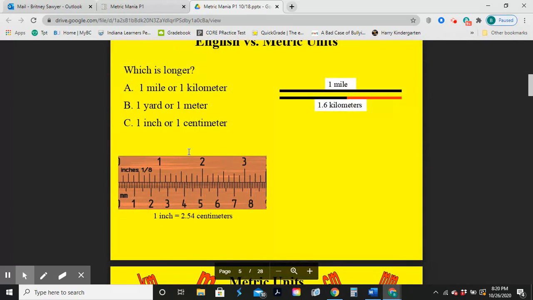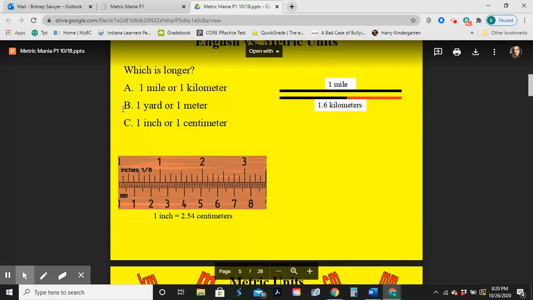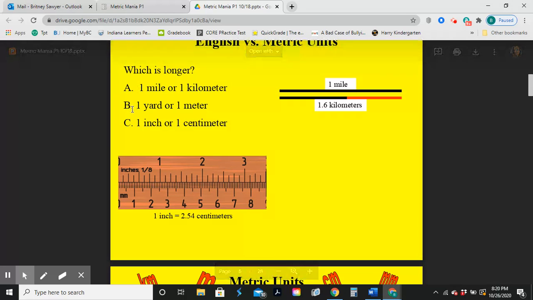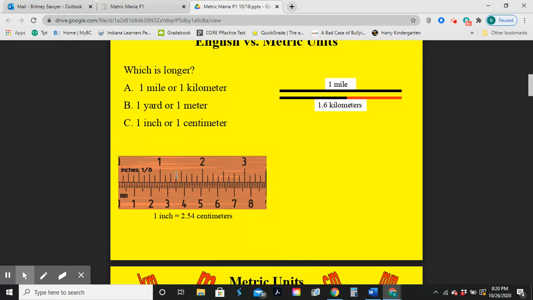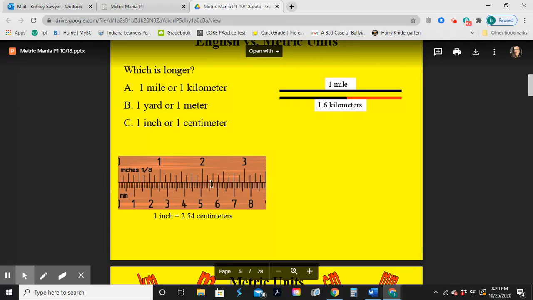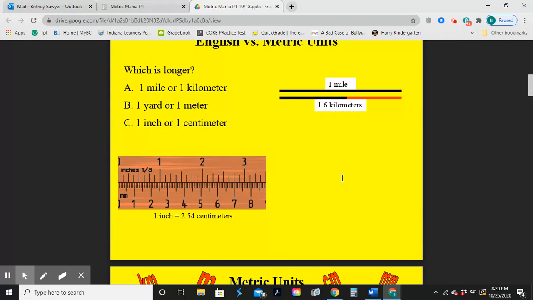Which is longer? Each one of these represents a problem. You can highlight it, or you can change it to a different color. 1 mile or 1 kilometer, 1 yard or 1 meter, 1 inch or 1 centimeter. Right here, we have an example of inches and centimeters for you to look at.